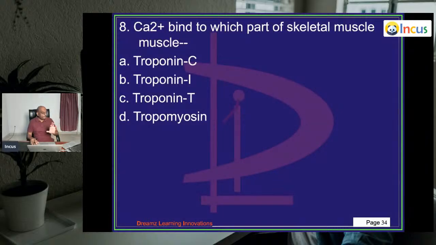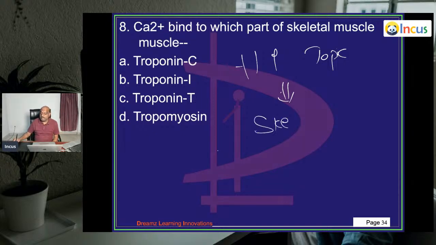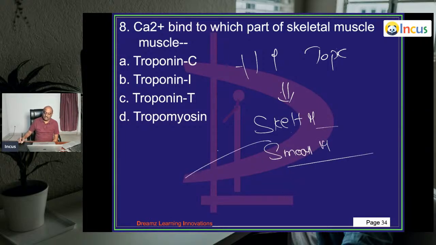Now, calcium binds to which part of the skeletal muscle? Once more, what is the high yield topic which you need to be very sure about? Skeletal muscle, smooth muscle, contraction. Definitely one question will come. If it doesn't come, my name is not Murali Bharadwaj. Right? So, see, if you attend directly like this, you won't pick up.